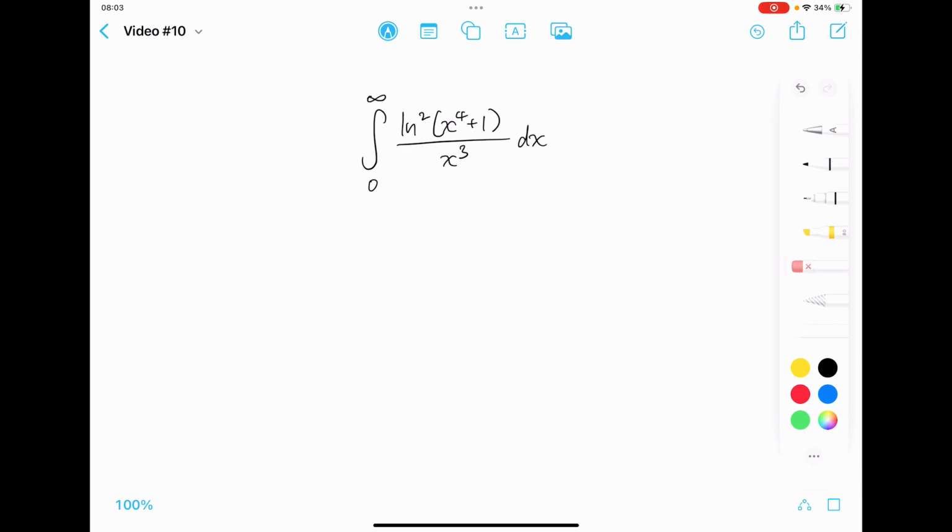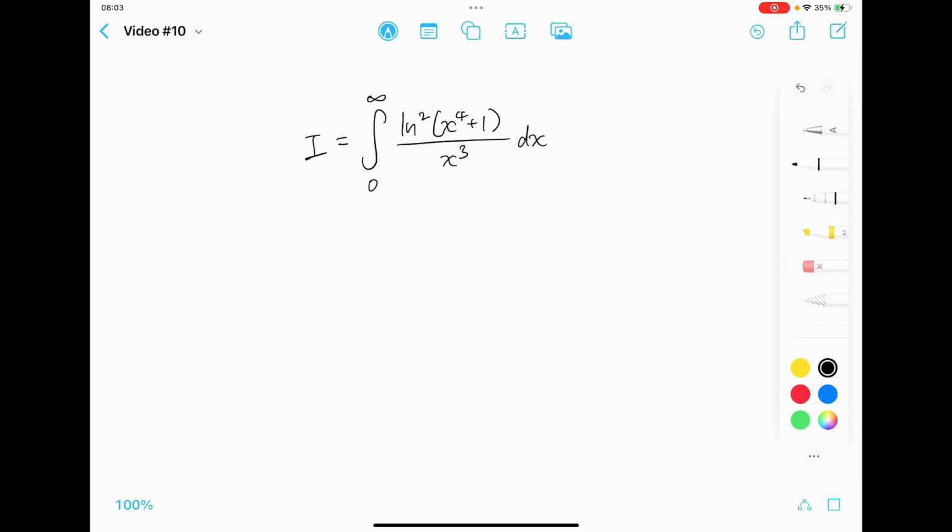Today we are integrating the natural log squared of x to the 4th plus 1 divided by x cubed dx from 0 to infinity. To do this integral, we are going to do some contour integration, which I don't think we've done on this channel before, so that's going to be a first. So yeah, let's get started. I'm going to name this integral I, because we will need it. Well, not really, to be honest, but it helps.